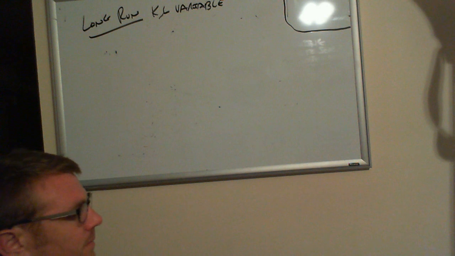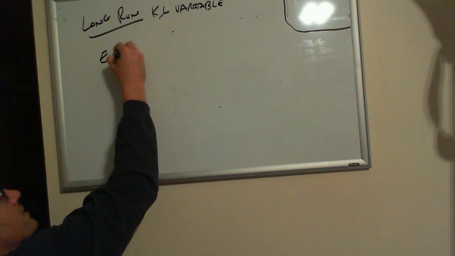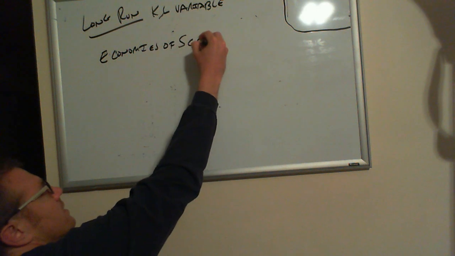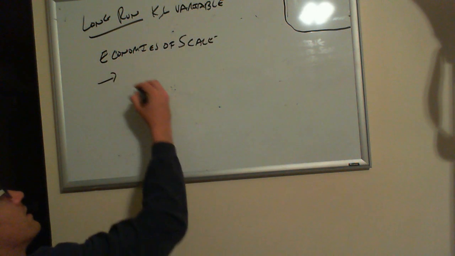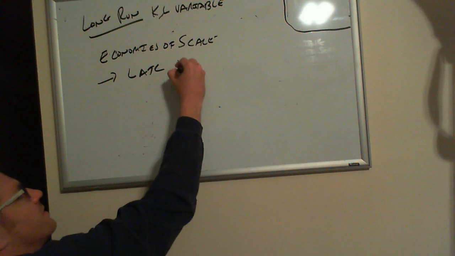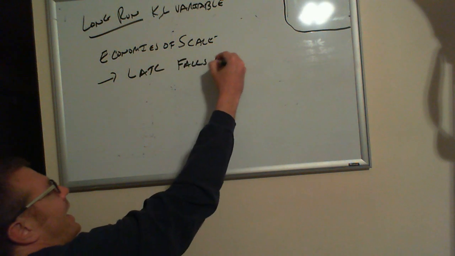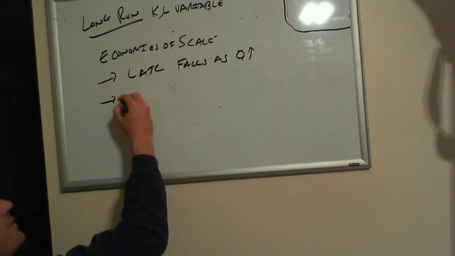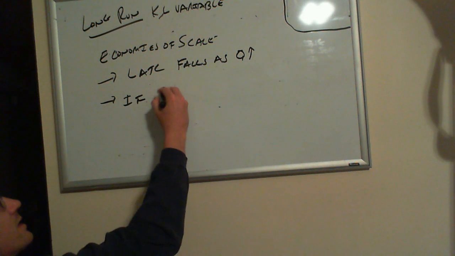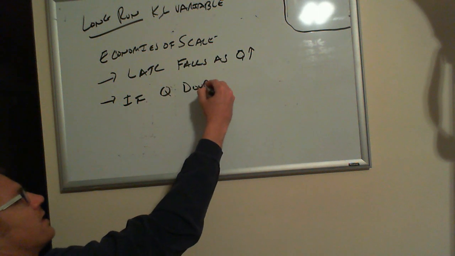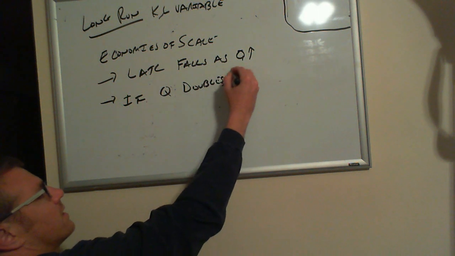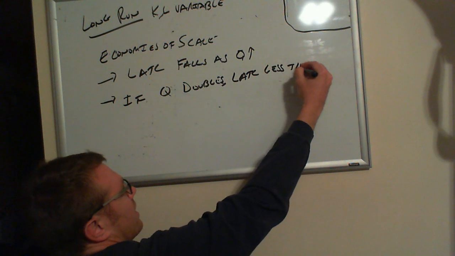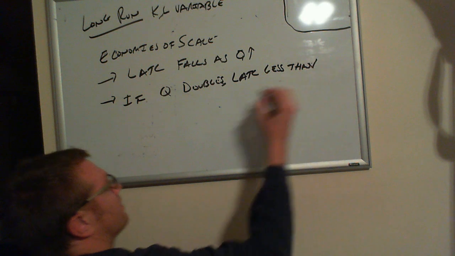So, economies of scale. Long-run average total cost curve falls as Q increases. Another way to say it is if Q doubles, long-run average total cost less than double.